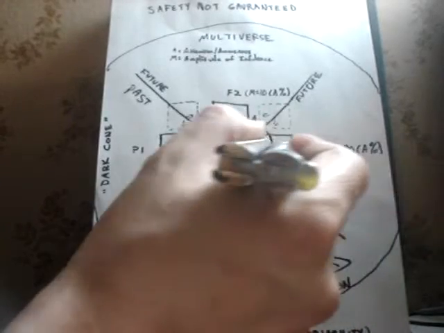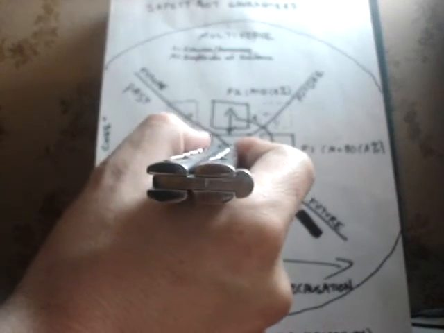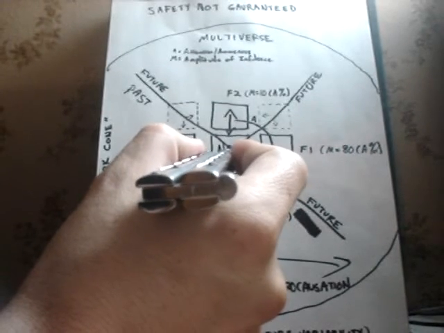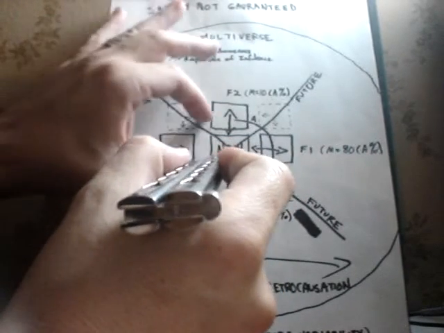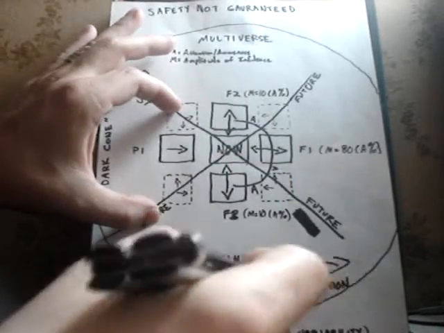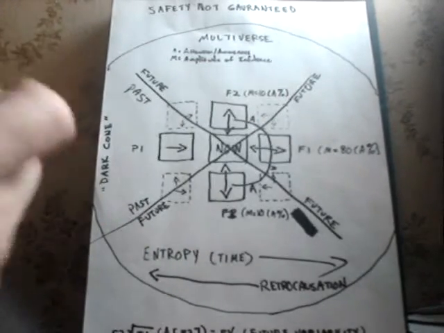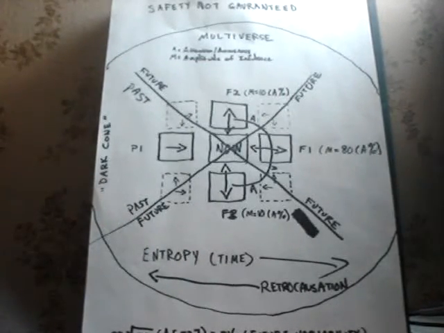And it's impacting the now, the present moment, right at this point, and then expanding out backwards in time, retrocausally, that's why we call it that, into what I call the dark cone. Yeah, light cone, dark cone. I just made that up. In fact, I just made all of this up, but that's not the point.